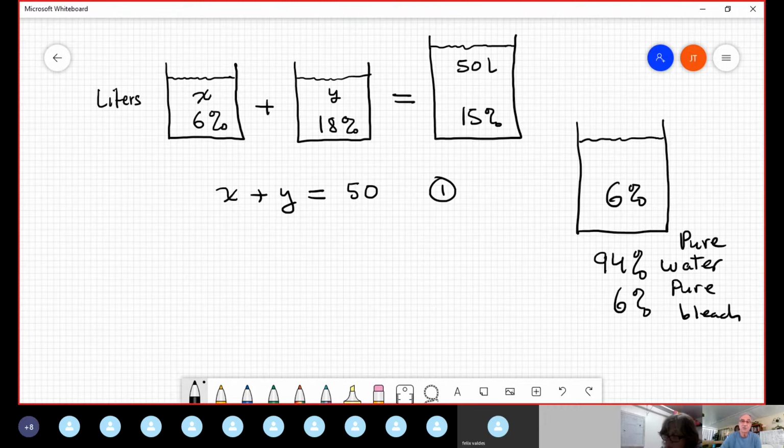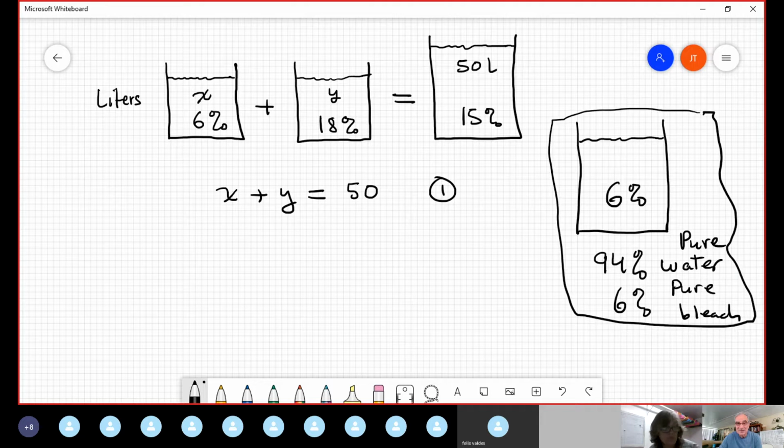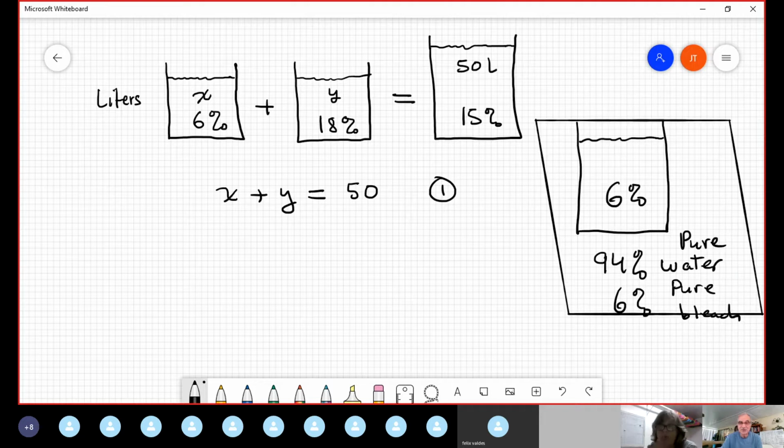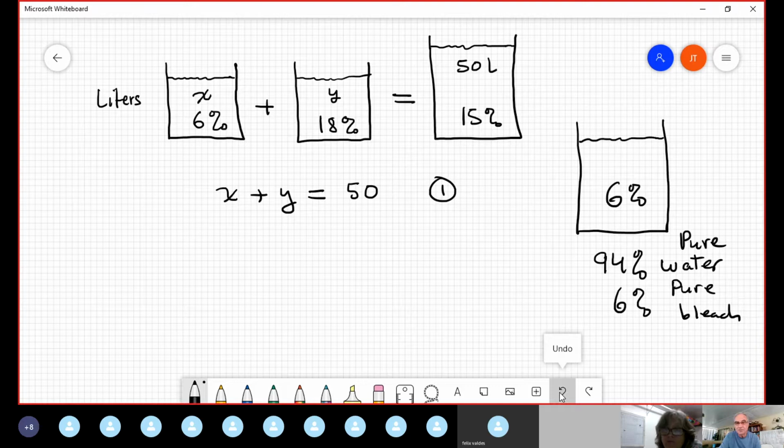Okay, this represents 6%. In this case, we have more concentration, more bleach here, and we have an intermediate value. Do you understand this idea? This idea is cardinal to understand this. Do you understand what concentration means or no? Yes. Okay.